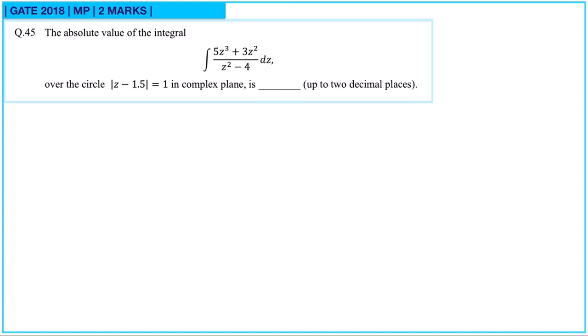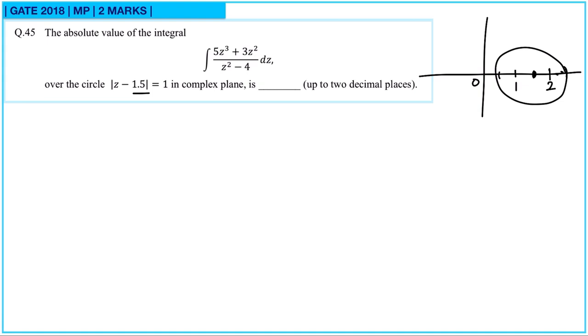The absolute value of the integral over this circle in a complex plane is. Now this is the plane. This is 0, 1 and 2. Then its center is at 1.5. So here it is having center and its radius is 1. So it will be like this. This will be the circle.